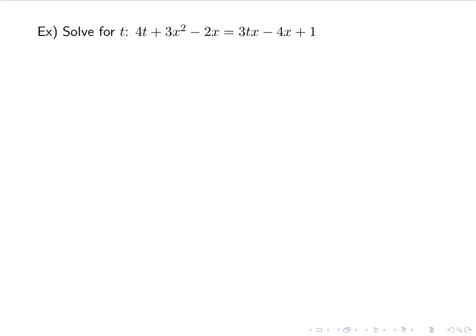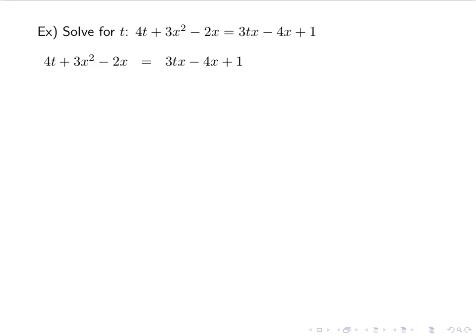So next, we're going to solve for t, and it's 4t plus 3x squared minus 2x equals 3tx minus 4x plus 1. So we have two terms that have a t, so we want all of those to be on the same side, everything else to be on the other side.